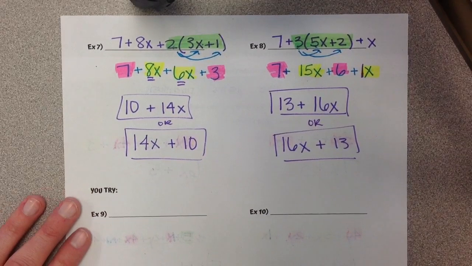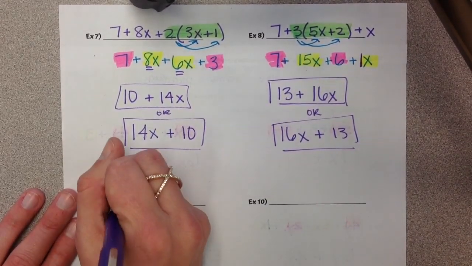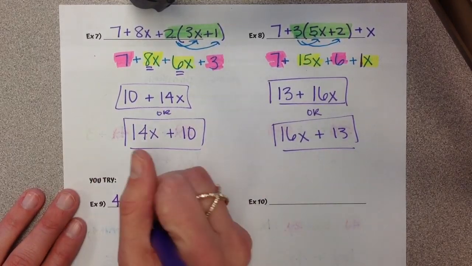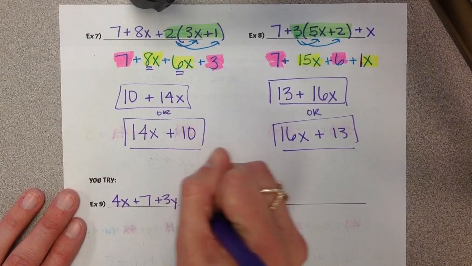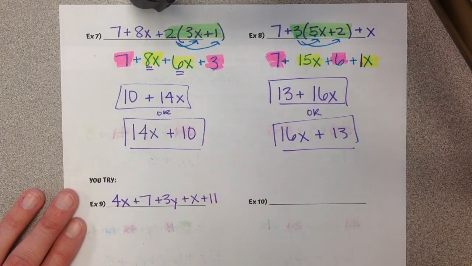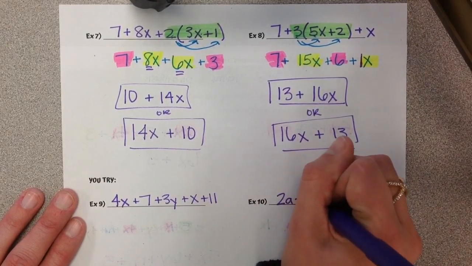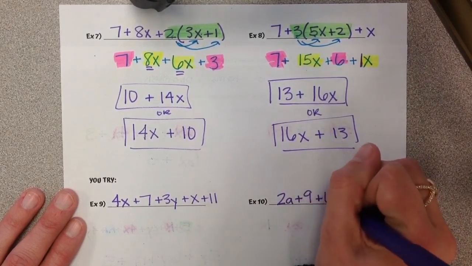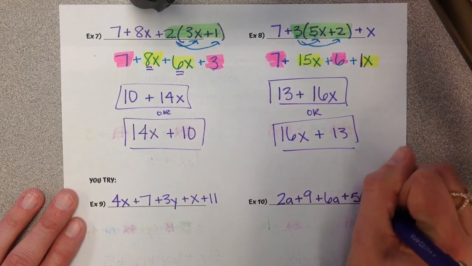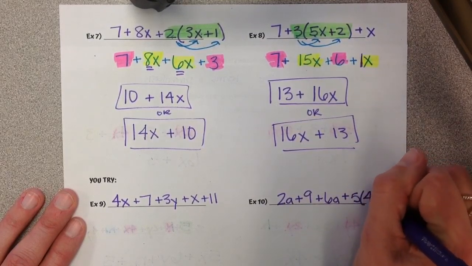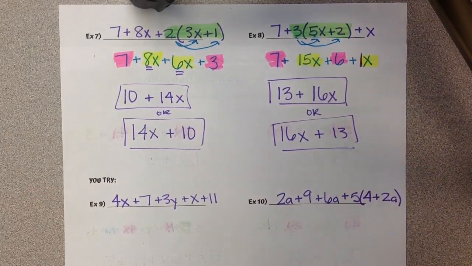All right, I'm going to give you 2 you-try problems to do and get your answers checked. The first one is 4x plus 7 plus 3y plus x plus 11. Number 10 is 2a plus 9 plus 6a plus 5, and then in parentheses times 4 plus 2a. Go ahead and solve.